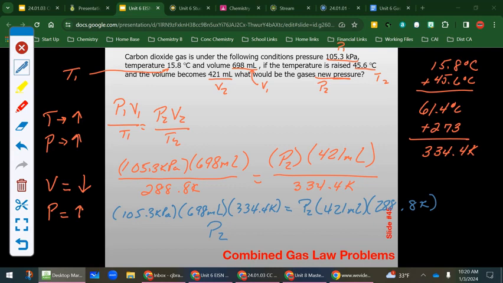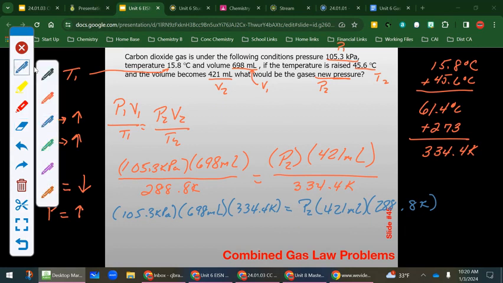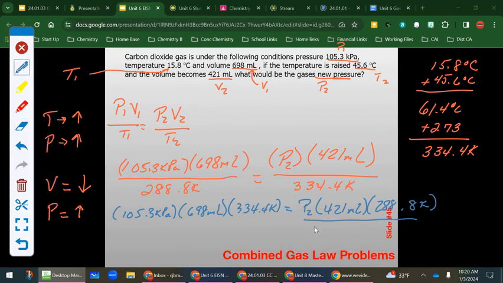Well, again, doing the same thing we just talked about, ladies and gentlemen. Isolating your variable. P2 is our variable. We isolate it by dividing this side by 421 milliliter and 288.8 Kelvin. What you do to one side, look what happens to our units, ladies and gentlemen. What's the only unit we're left with?